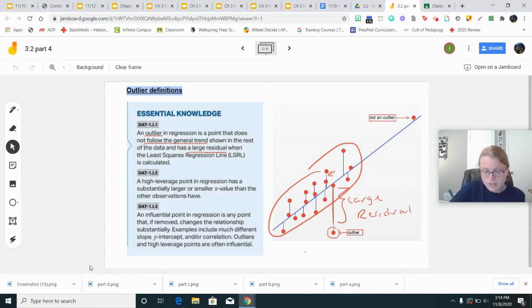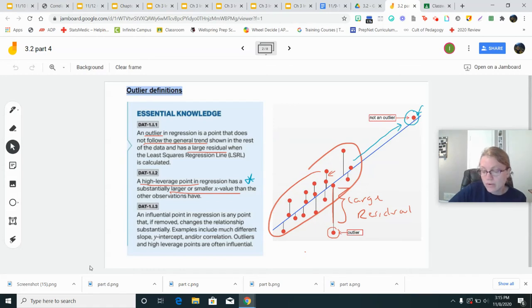The second definition is what's called a high leverage point, and that's any point that has a really large or small x value when compared to the other points. So let me switch colors here. I'm going to do this one in blue. So this is not an outlier anymore. Being disconnected from the pattern, it does not have a large residual because it's real close to our least squares regression line. So this one is a high leverage point.